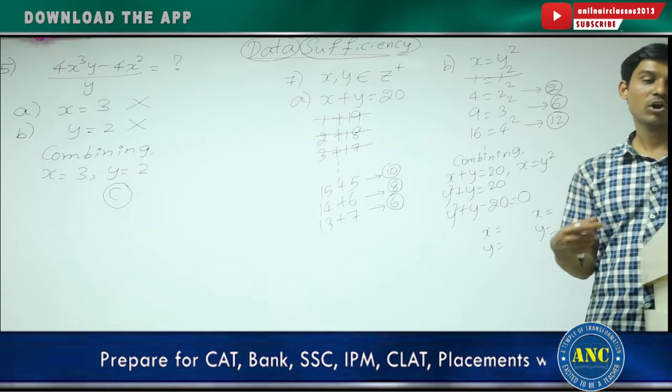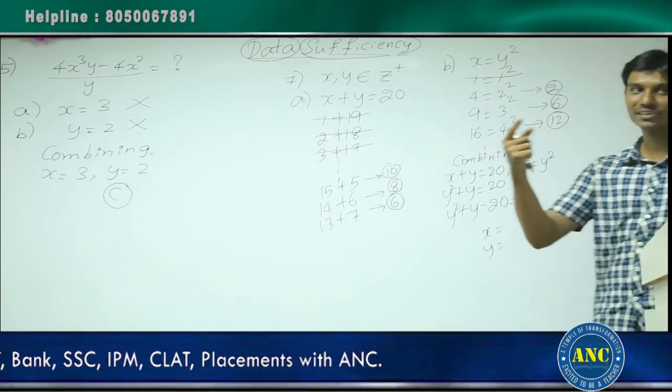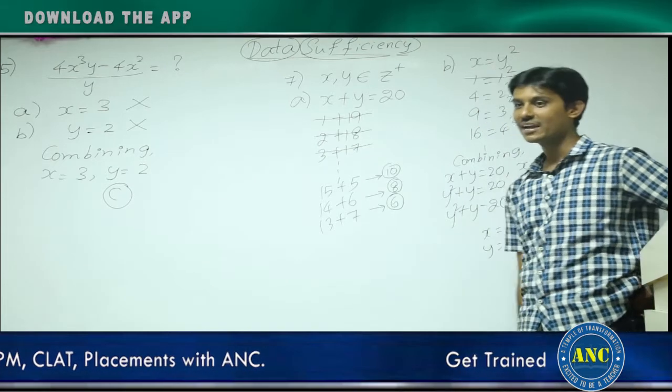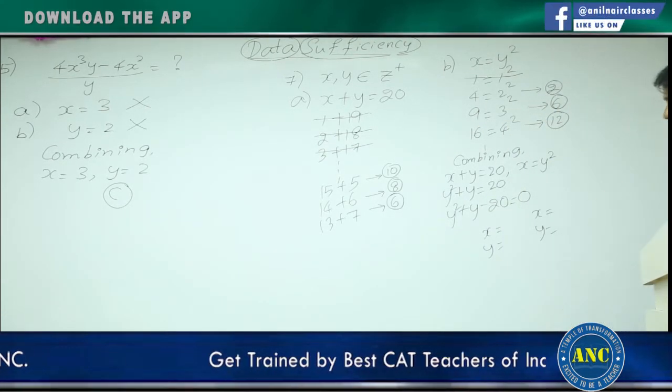What should be the answer for this question? Cannot be determined uniquely. But that is where Rakshit pointed out the mistake. Understanding? Cannot be determined uniquely is actually a wrong answer. Why is it a wrong answer?